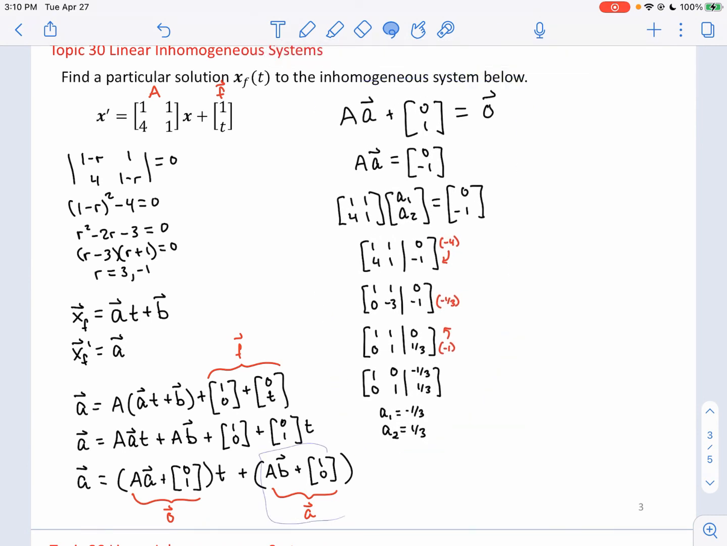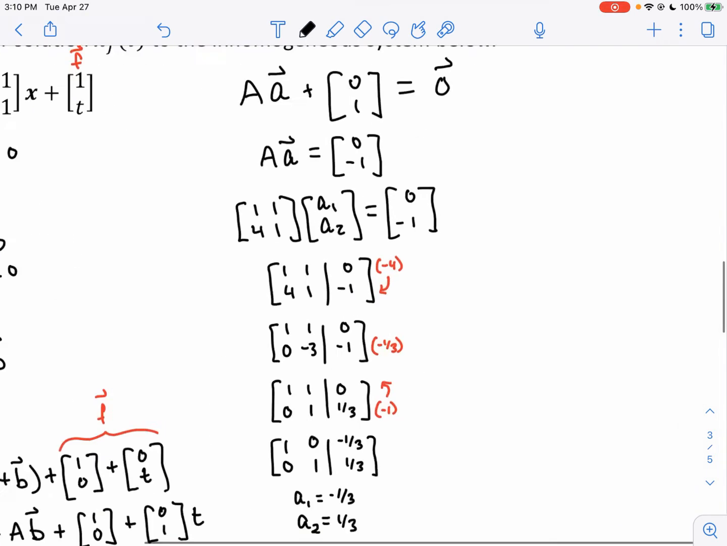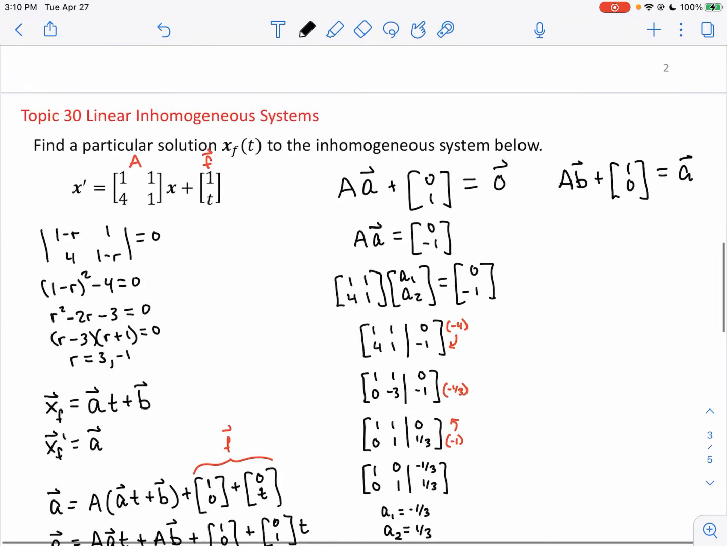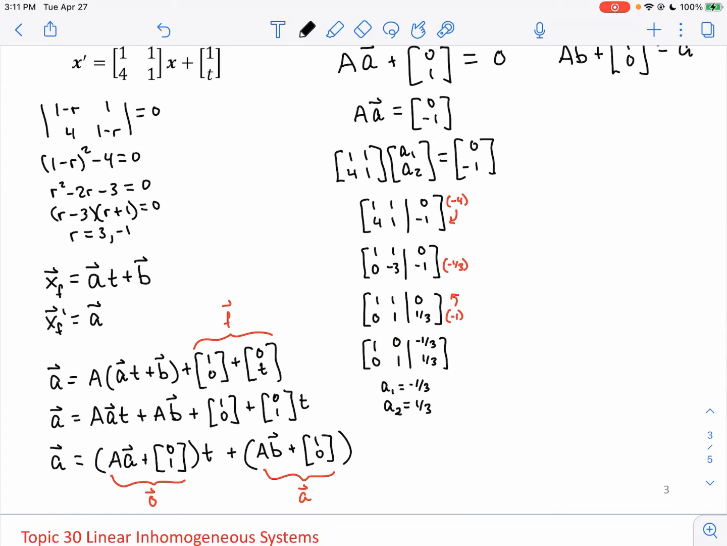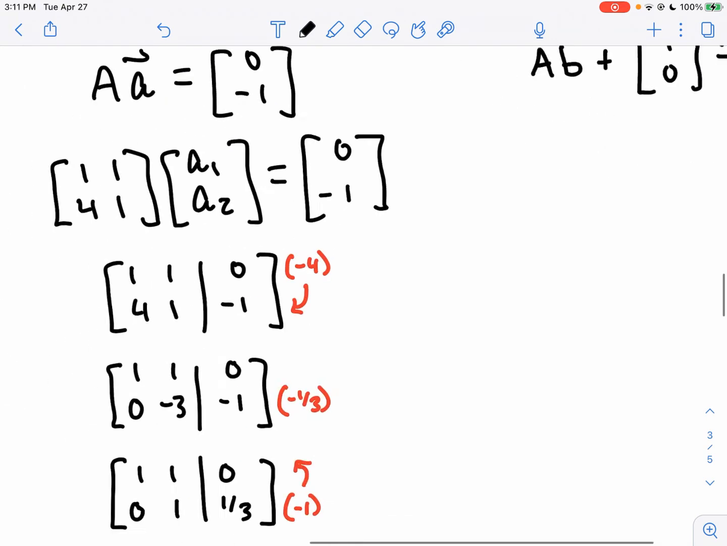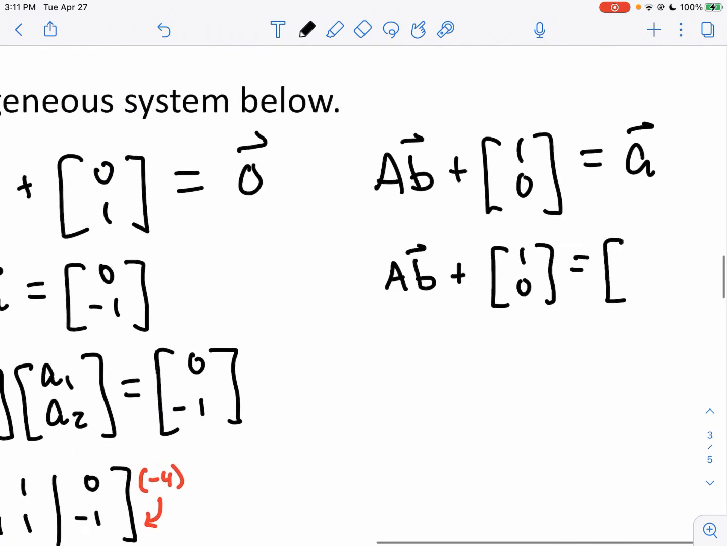Now let's use this second fact right here, that matrix A times vector B plus 1, 0 needs to be equal to vector A. So we have matrix A times vector B plus 1, 0. That needs to be equal to vector A. Well, since we've already figured out what vector A is, we can proceed with this and solve for vector B. So we get AB plus 1, 0 needs to be equal to vector A, which we found: the first component was -1/3, and the second component was +1/3.